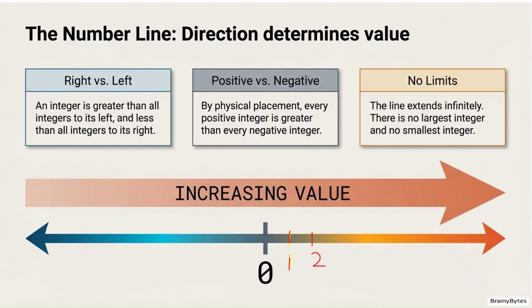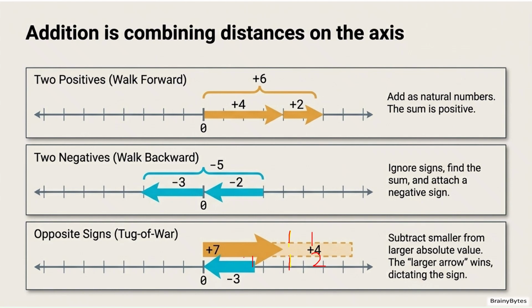The digit 2 is always greater than 1, while 0 is always less than 1. Positive versus negative. By physical placement, every positive integer is greater than every negative integer. It means that 2 is always greater than -1, or any number to the right of 0 is always greater than a number present on the left of 0. No limits. It means that the line extends infinitely. There's no largest or smallest integer. Addition is combining distances on the axis.